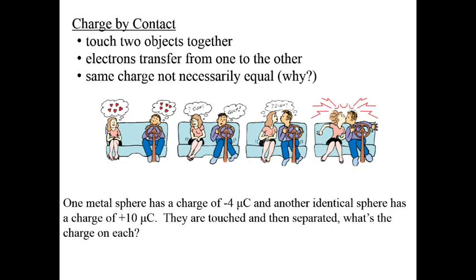Method number 2 for charging is charge by contact. This is when the two objects simply touch. You don't have to rub them together, they just have to make contact. Electrons will transfer from one to the other.